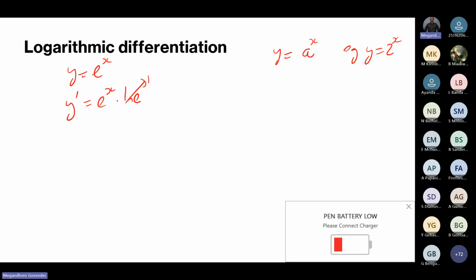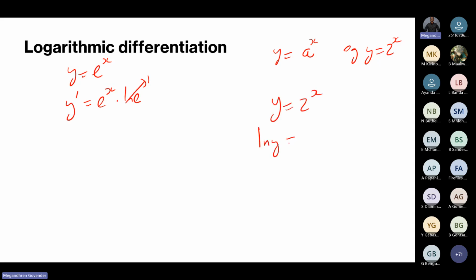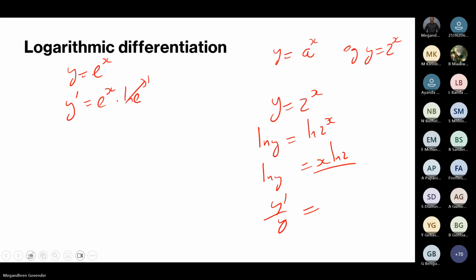So watch this, guys. If you think about it, that's the reason why the logarithm plays a very important role. So if y equals 2 to the power x, and I take logs on both sides, then this becomes x ln 2, and you've got ln y. If I differentiate both sides, I get y prime over y. And what's the derivative of x ln 2?